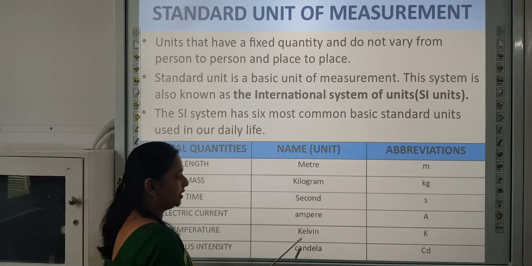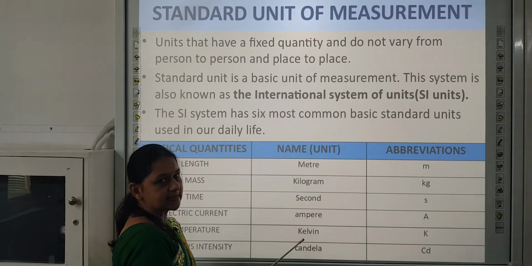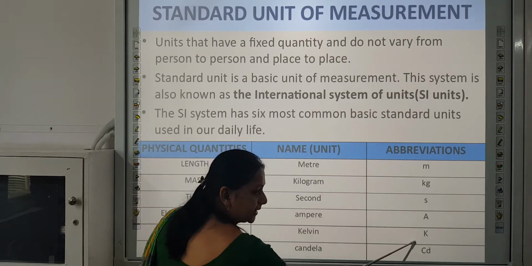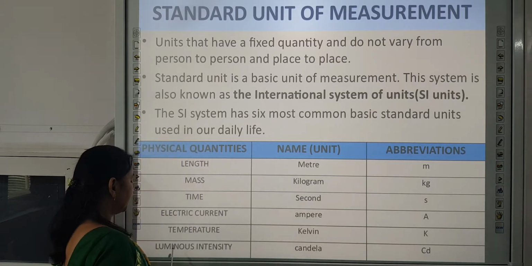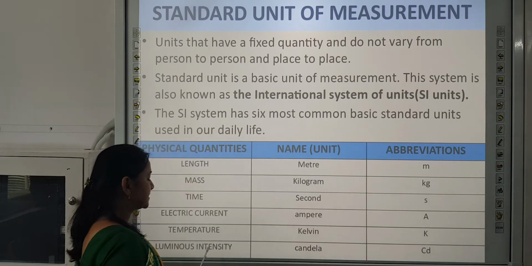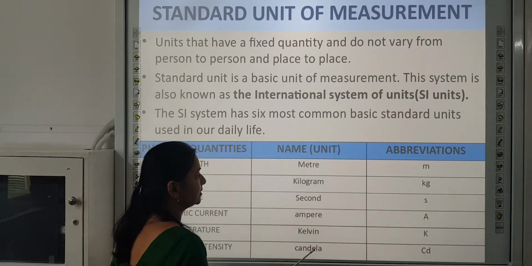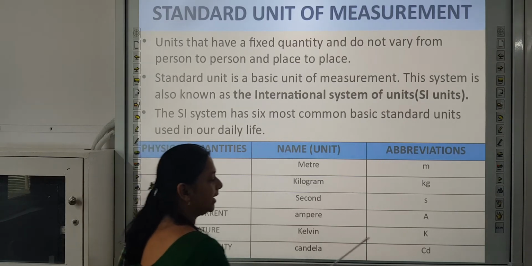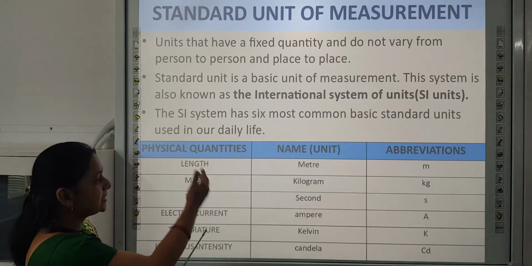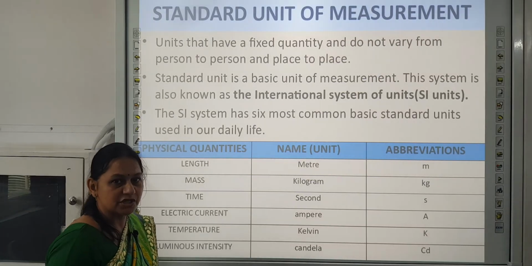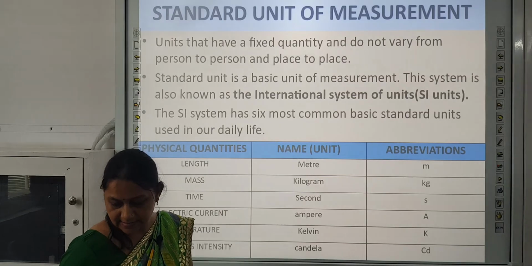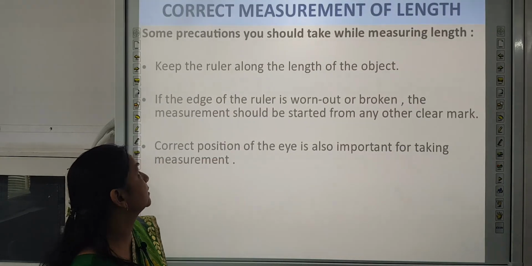Temperature can be measured in Kelvin or degree Celsius, but usually Kelvin is the standard measurement, and K is the abbreviation. Luminous intensity is measured in candela. Luminous intensity means intensity of light. The unit of measurement is candela, and cd is used as its abbreviation. So these are the standard units of measurement. Whenever we need to take any measurement, we need to know these standard units beforehand.